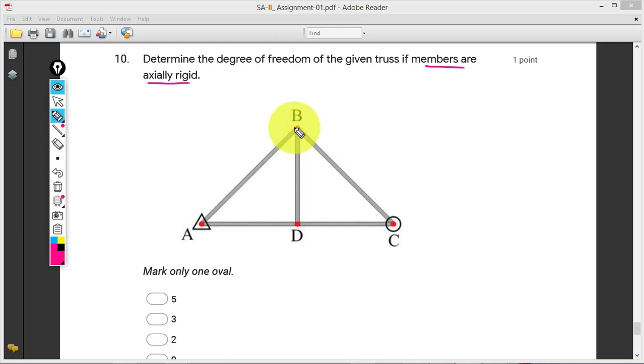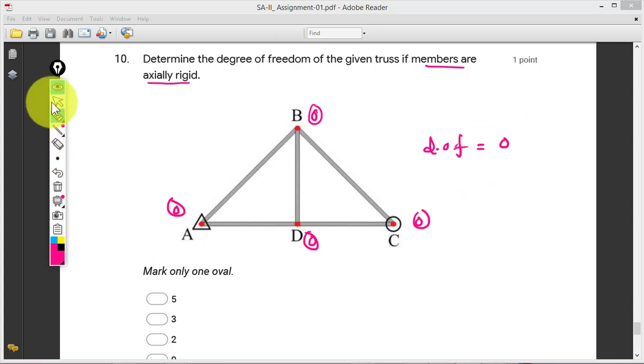Physically, in reality, the members are not actually rigid and there will be some deformation, but in this question it is given that the members are axially rigid. That means there is no degree of freedom even though we have a free joint. There is no degree of freedom at all. So the final answer, the degree of freedom for this truss, is 0.